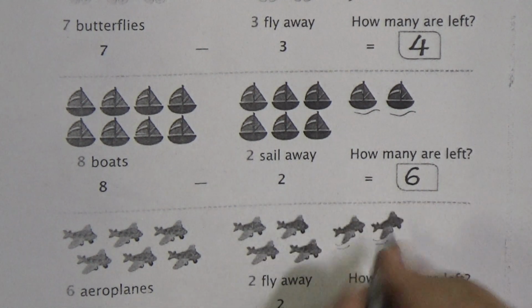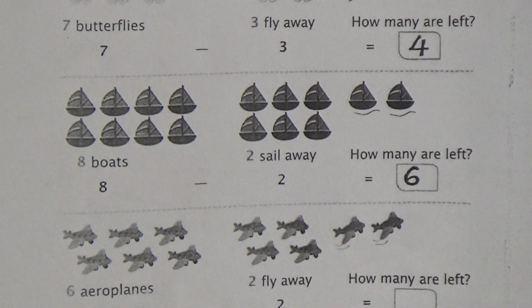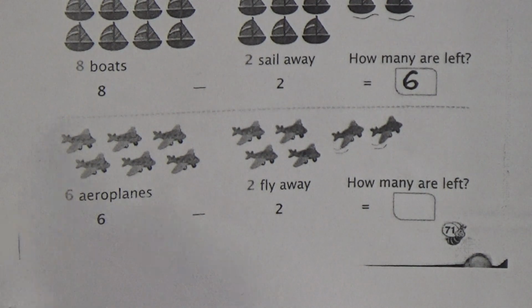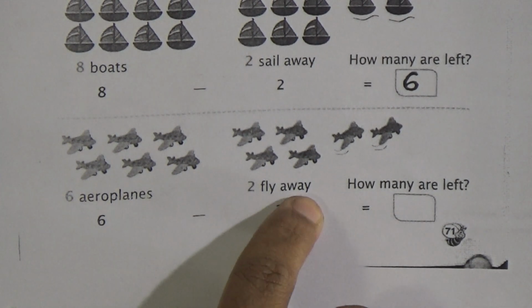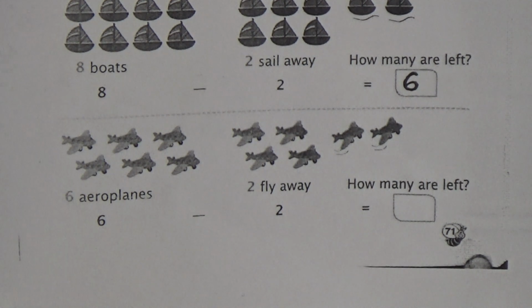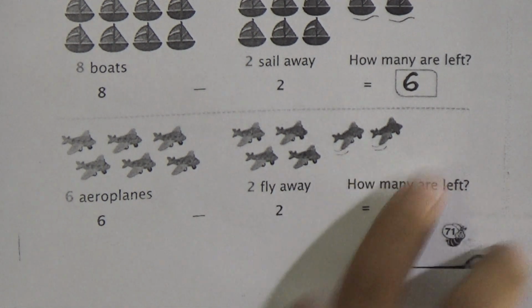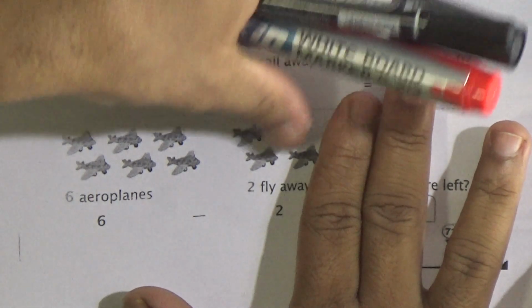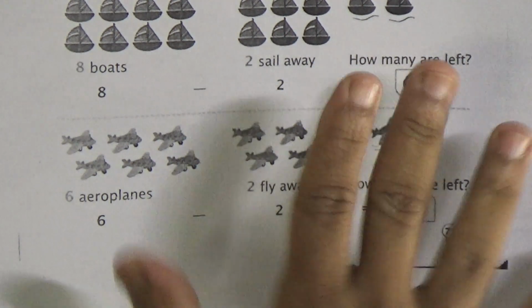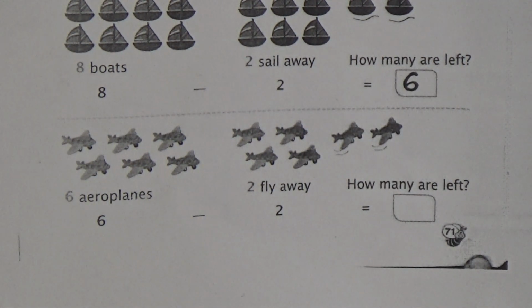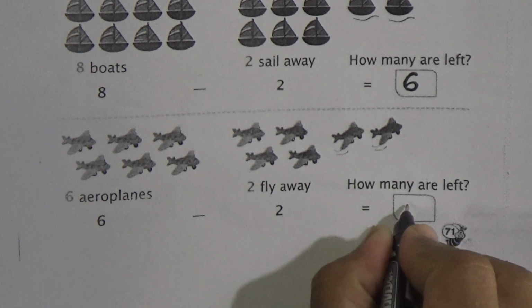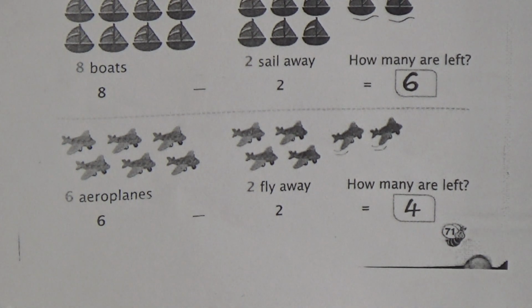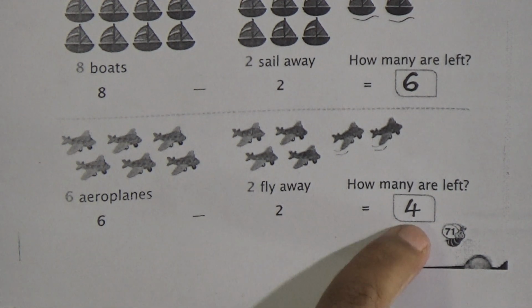Now the last one, my dear students, there are 6 aeroplanes. This number is 6. From these 6 aeroplanes, 2 aeroplanes fly away. Look at the picture. These 2 are flying away, so these 2 will be omitted. How many are remaining? Count: 1, 2, 3, 4. So 4 aeroplanes remain. We should write down 4 here. This means if we subtract 2 from 6, we find 4, and we say that 6 minus 2 is equal to 4.